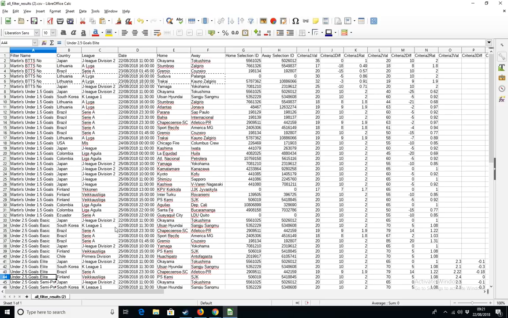So the last one we need to look at here is my under 1.5 goals filter. I've got everything up until, well, I've got Gremio, so I've got everything here.